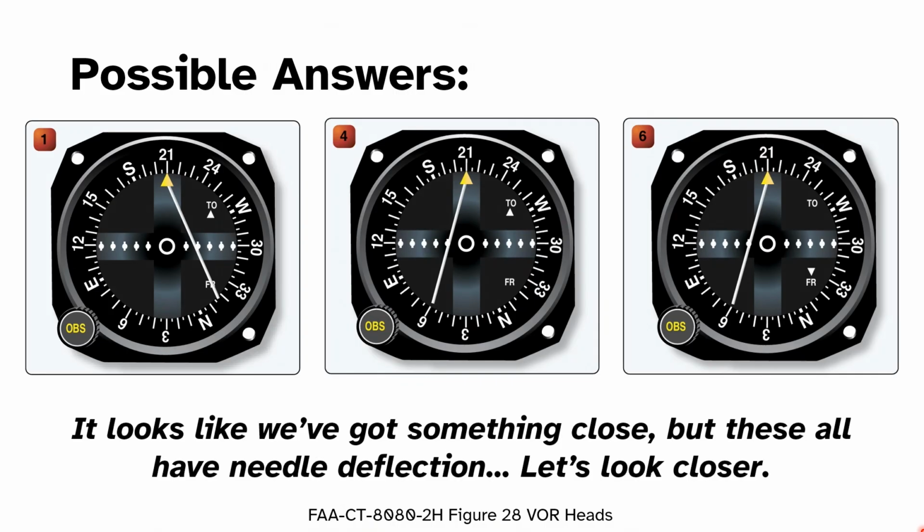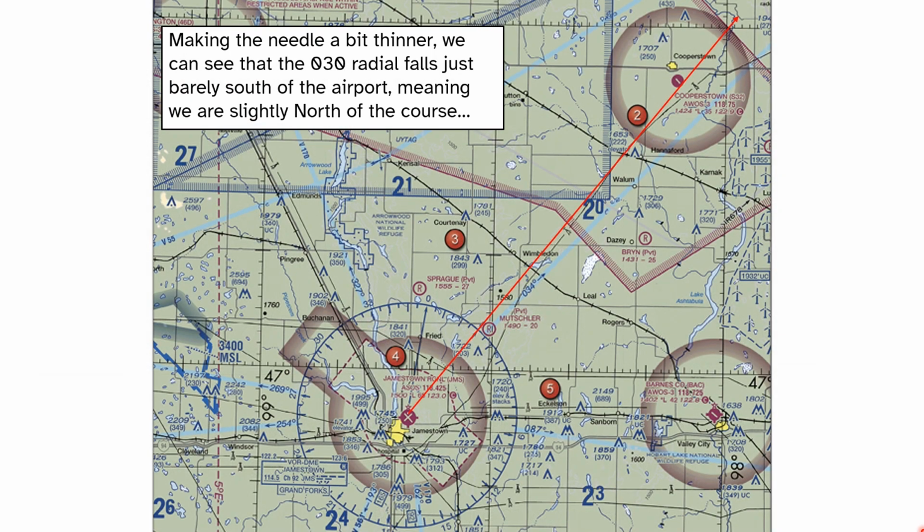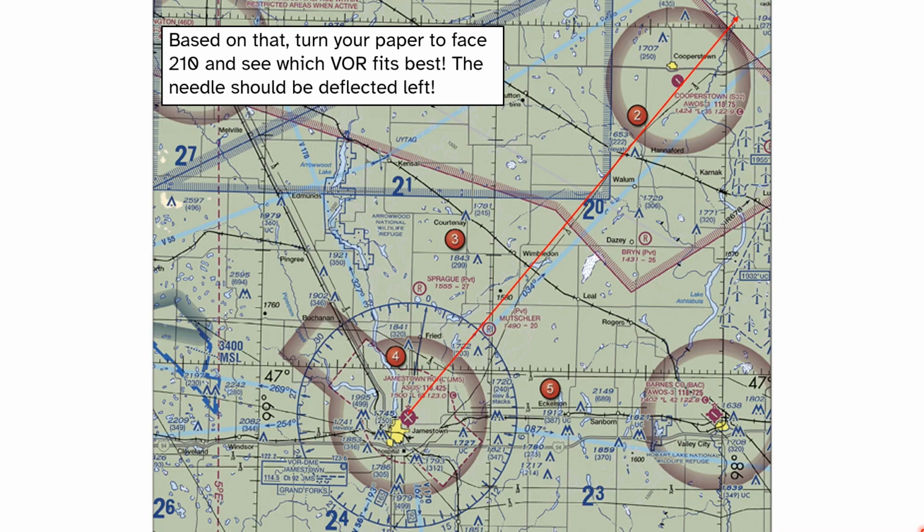Here are our possible answers. We got something kind of close, but every single one of these has a needle deflection. So if we get really picky and make that needle really thin and nail it on the 030, oh no, it's just a little bit south of where we want to be, which means that we have to be north of the course. If we are exactly centered over the Cooperstown Airport, we are up here just barely north of the course. If we take that VOR head and do a little bit of twisting and check it out, we find out which VOR fits best.